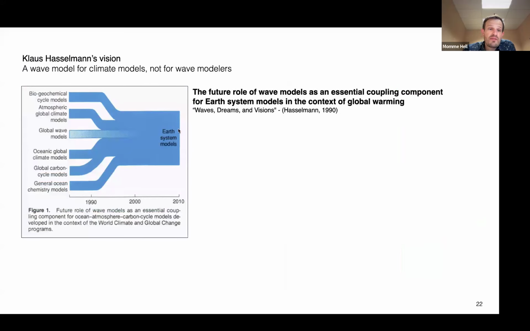Okay, I'm not the only one who had this idea. Klaus Hasselmann had the same idea in this funny paper, Wave Dreams and Visions from 1990, where he thinks wave models should be an integral part of an Earth system model, right? This is this thing here, and there's all other components that are on the left. They are Earth system models. Wave models are lagging behind.